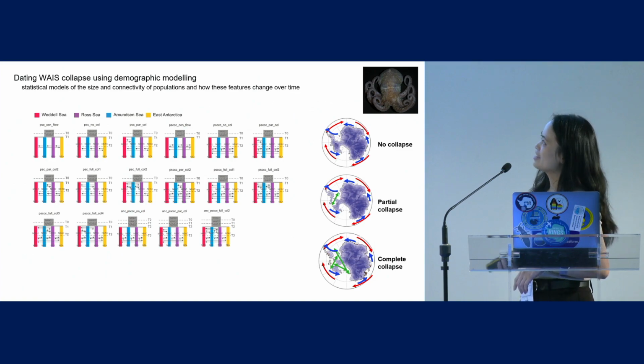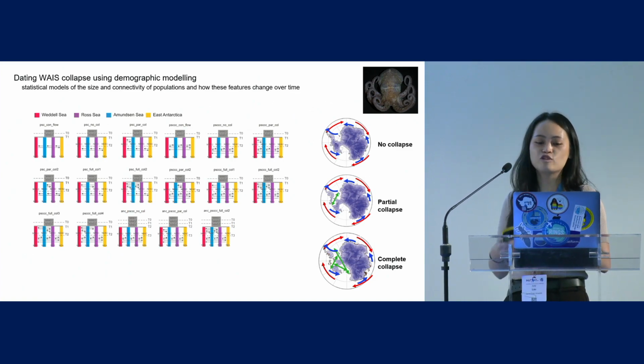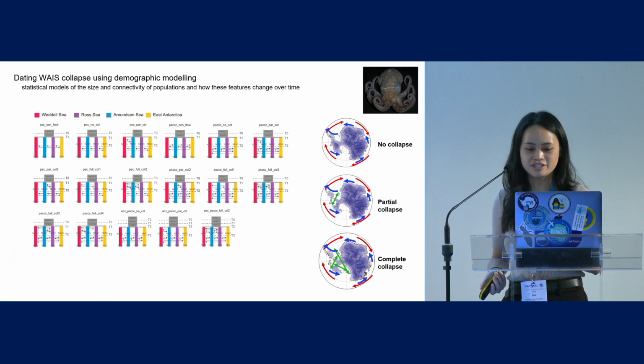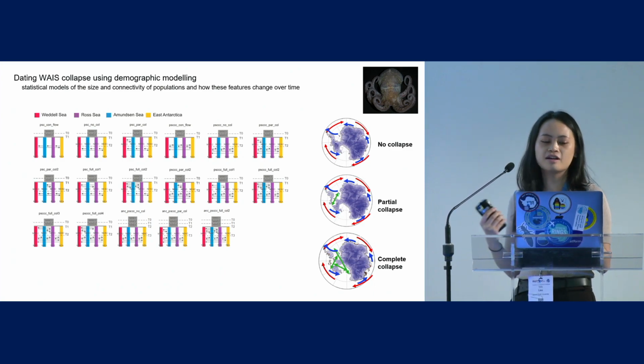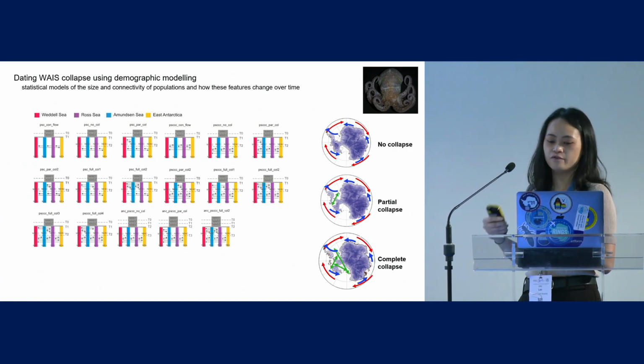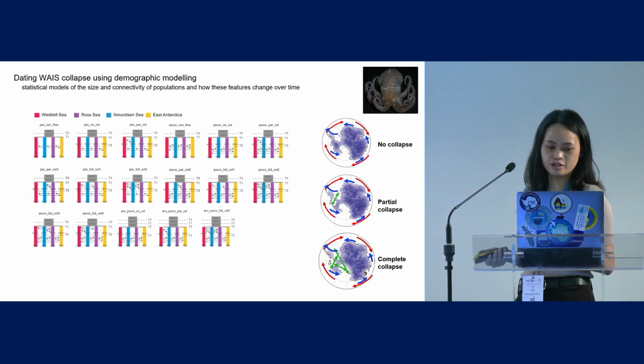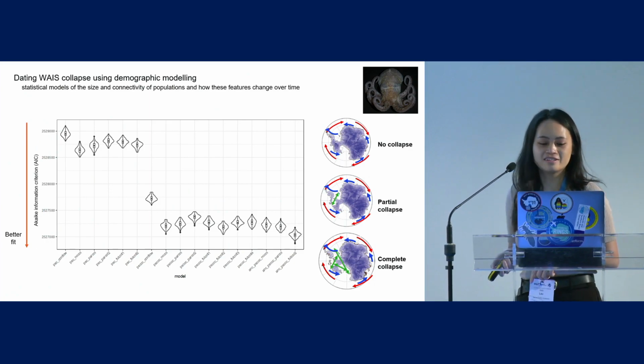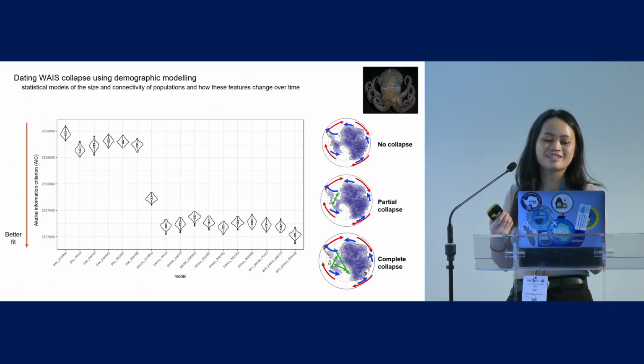So for this study, I tested 17 main models involving no, partial, and complete West Antarctic ice sheet collapse, while thinking about their population size change and connectivity with each other over time, and also accounting for their circumpolar movement around the coast. So some models fit better than the others. We can compare the fits altogether statistically.